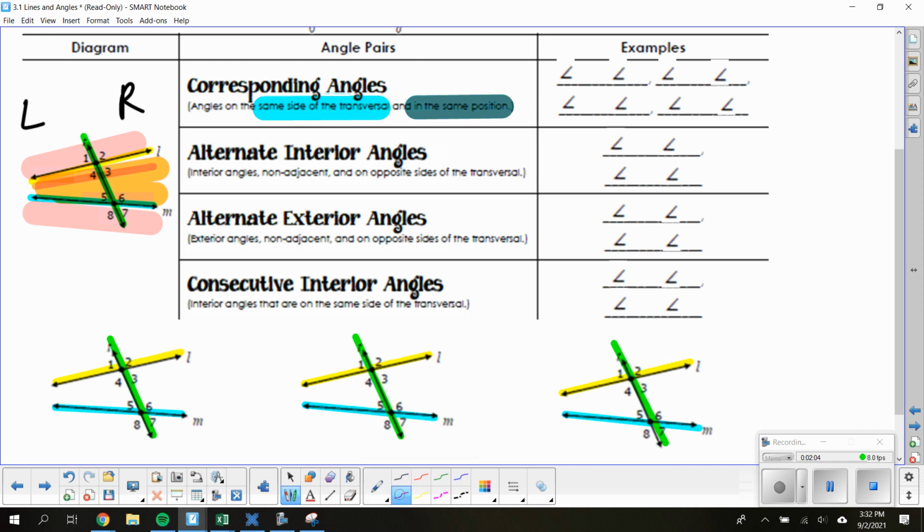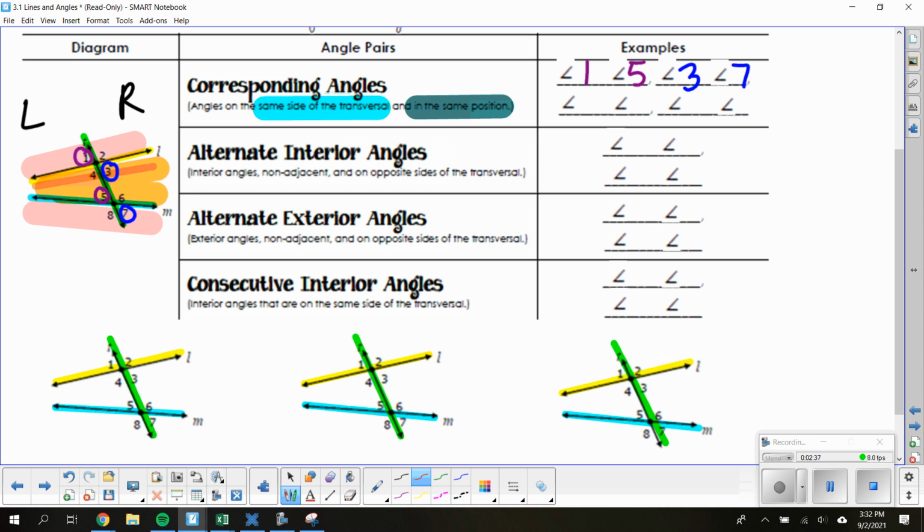So an example of that would be angle 1 and angle 5, because they're both on the left-hand side of transversal T and both on top of line L and M respectively. And again, if I were to take line L and slide it down, 1 would sit on top. I could also do 3 and 7, because 3 and 7 are both on the right-hand side of transversal T, and both on the bottom of line L and line M, respectively.